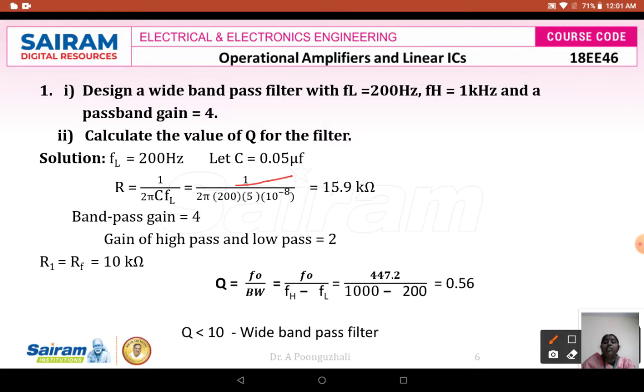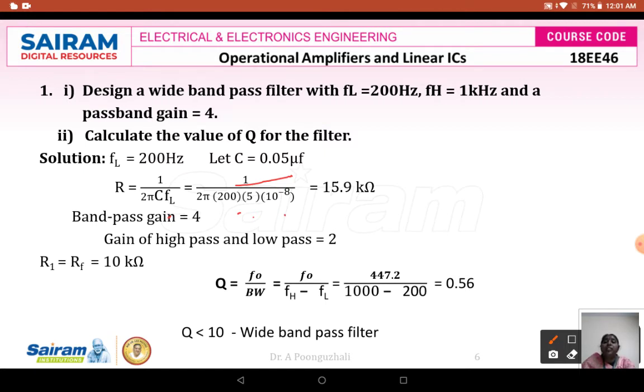So R value is equal to 1 by 2 pi FL into C. So FL is going to be 200. C value is going to be 0.05 microfarad, which I can write as 5 into 10 power minus 8. So the value of R is going to be 15.9 kilo ohms.